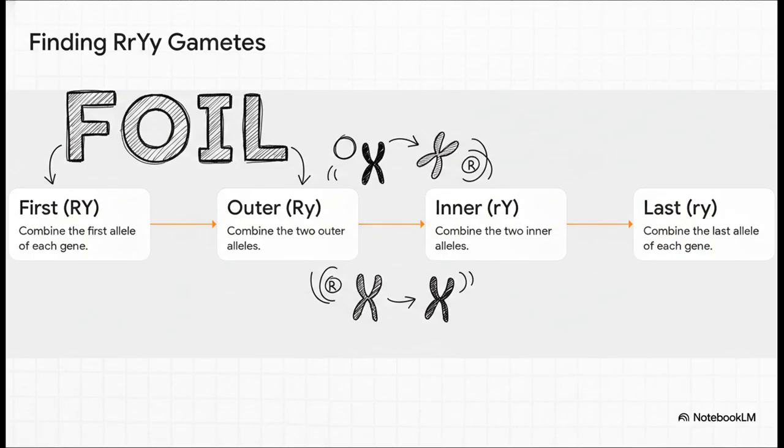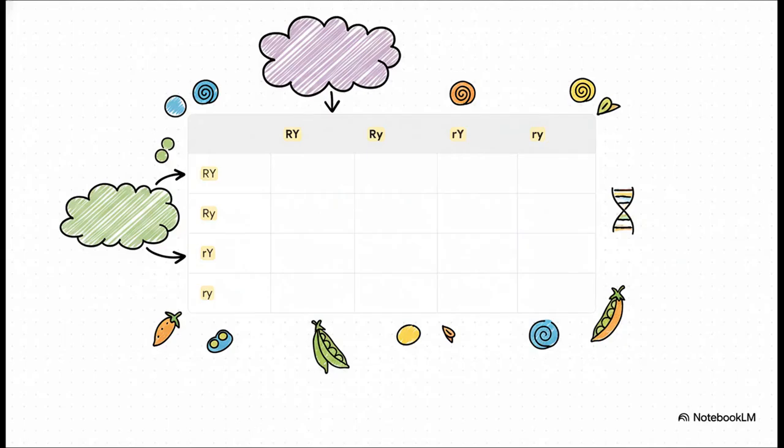Now, there's a really easy trick to remember this. It's called the FOIL method, just like you might have learned in math class. You combine the first alleles, then the outer ones, then the inner ones, and finally the last ones. And bam, that gives you all four possible gamete combinations every single time. And those four combinations are exactly why we need this big 4x4 Punnett square. We put the four possible gametes from one parent across the top and the four from the other parent down the side. This sets the stage for all 16 possible outcomes for their babies.